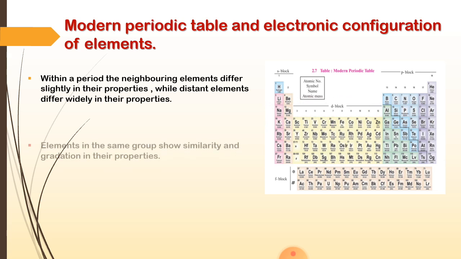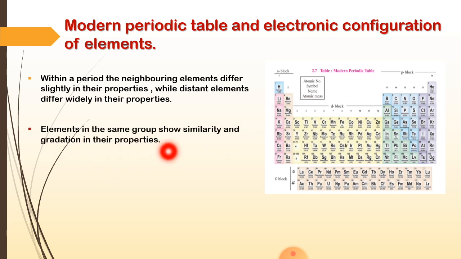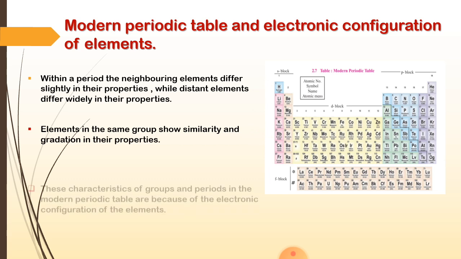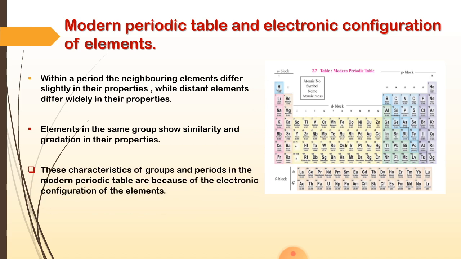Then the elements in the same group show similarity and gradation in their properties. Similarity means the elements in the same group show some similar properties and some changes in their properties. As we go from top to bottom, we get to know about this similarity and gradation in their properties. So these characteristics of groups and periods in the modern periodic table are because of the electronic configuration of elements.